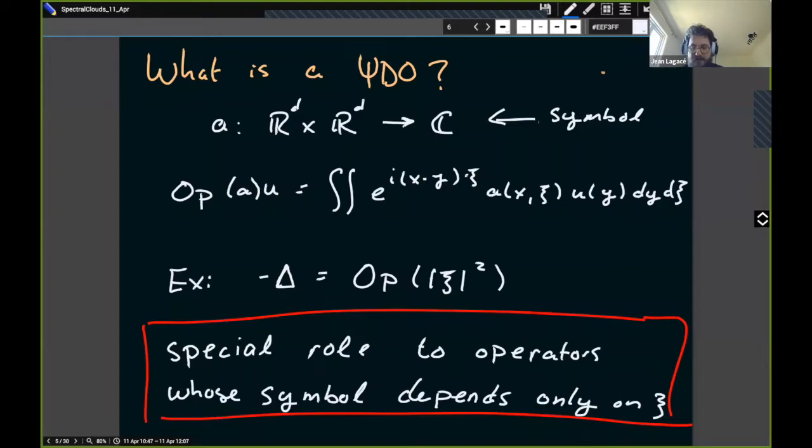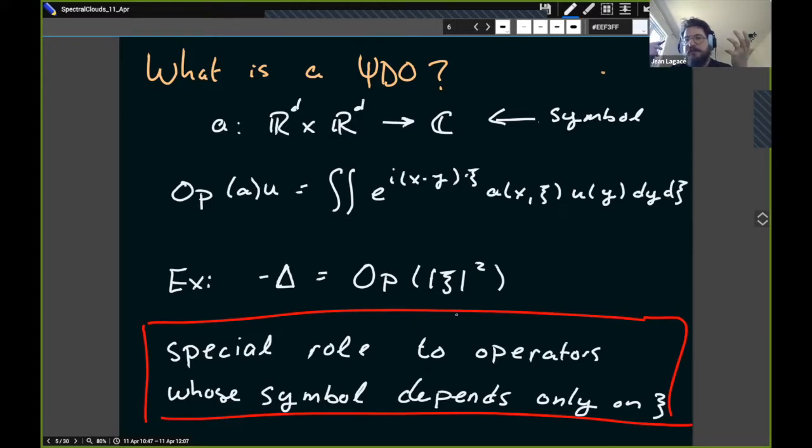And if I want to define these on a circle, I can just say that I act on periodic functions u, and that the symbol is assumed to be periodic in the x variable. One of the main examples of pseudo-differential operators that we know is actually a differential operator. Every differential operator is pseudo-differential, and it's the Laplacian, which has as its symbol the absolute value of xi squared. The important thing to notice here is that it depends only on the momentum variable.